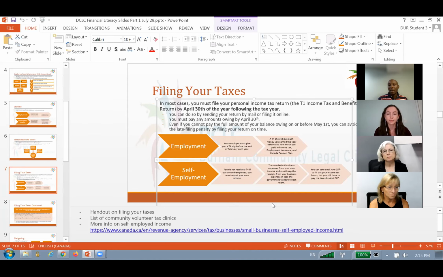And if you're self-employed, you have up to the 15th of June. So you have a little bit more leeway there in terms of the deadline to file your income tax. But then you have to pay your taxes by the 30th of April, just like everybody else.